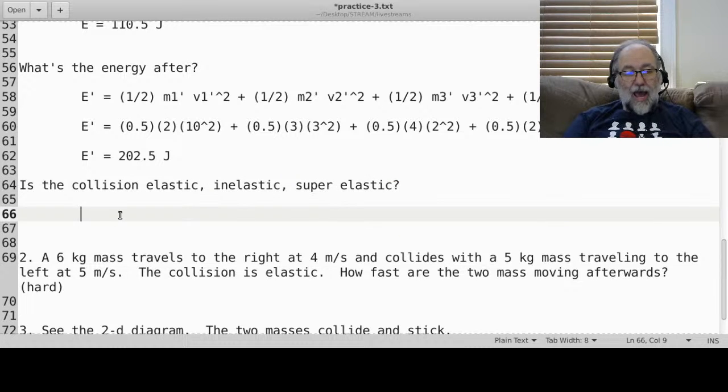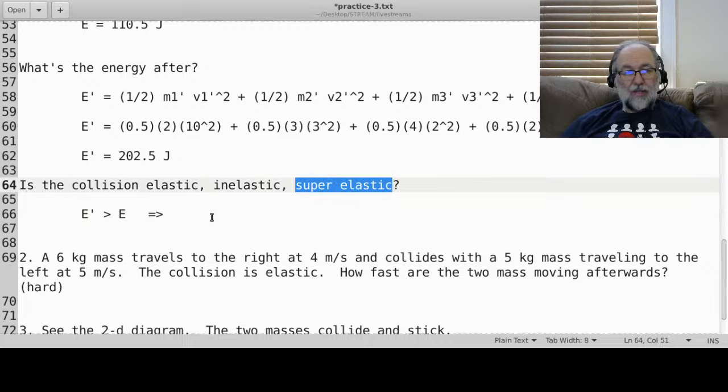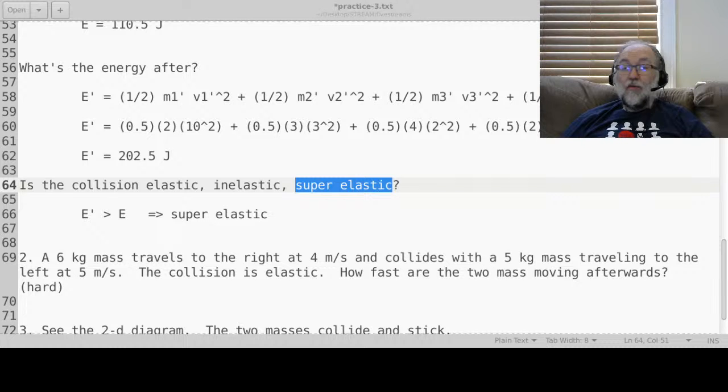Well, the energy after is less than the energy before. And what does that mean? That means that, sorry, no, the other way around. Sorry, guys. The energy after is greater than the energy before, and that means it's superelastic, okay? So it's one of these situations where energy was added because of some kind of microscopic energy being released and manifesting itself macroscopically. Okay, so there you go.